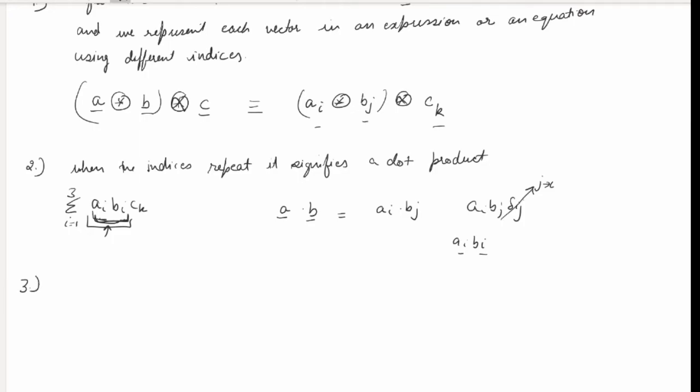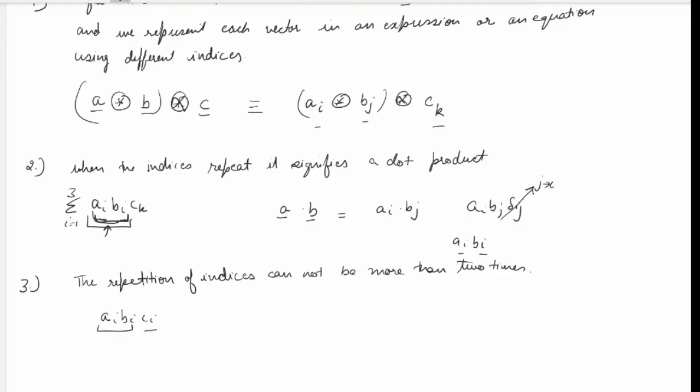Then the third rule is that the repetition of indices cannot be more than 2 times. So suppose I have written A_i B_i C_i. A_i B_i is a scalar and still there is a summation, so there cannot be a C_i. There is some mistake, or this is not a way to represent a vector or a tensor quantity or an operation between vector tensor quantities in the form of Einstein notation. So this will be wrong.